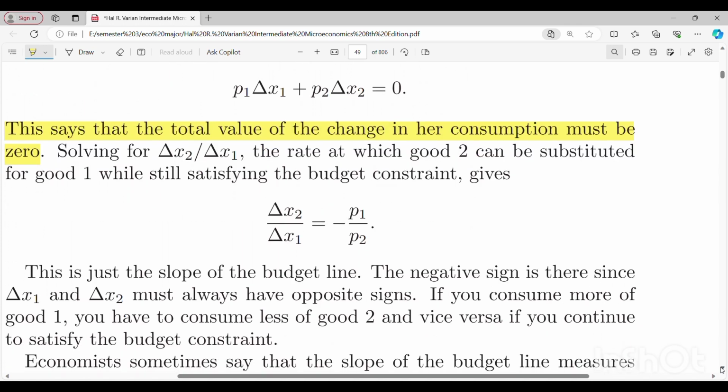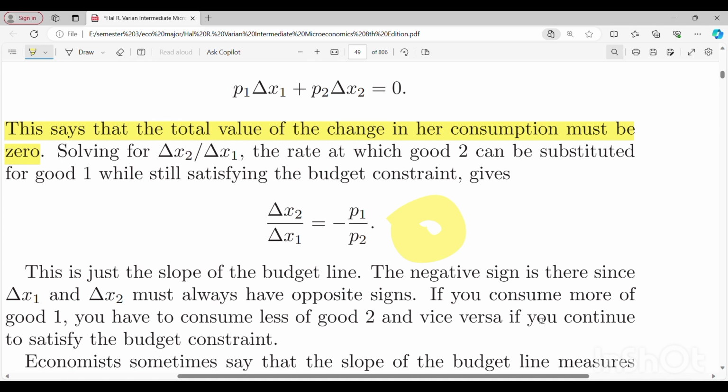And solving for delta x2 by delta x1, what we'll get? Minus P1 by P2. This is also very simple. It's just mathematical steps. 2 or 3 basic mathematical steps will take you to this part. Okay. So this is just the slope of the budget line.